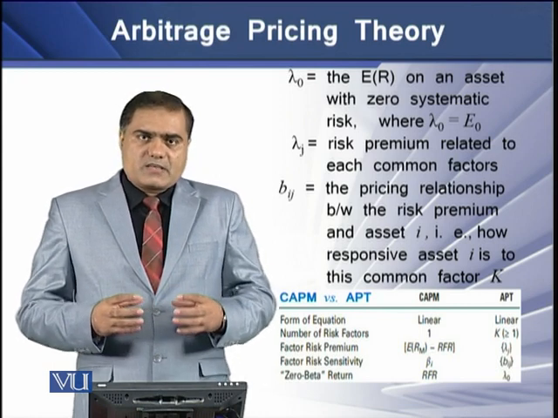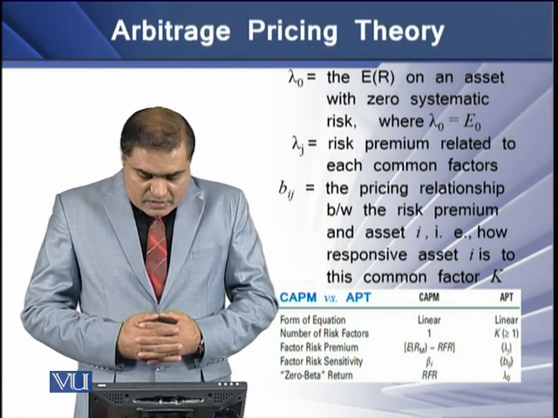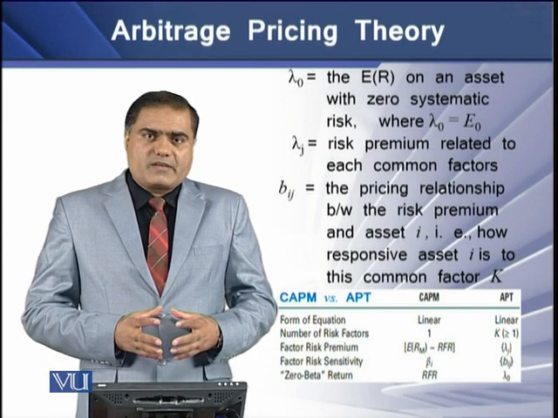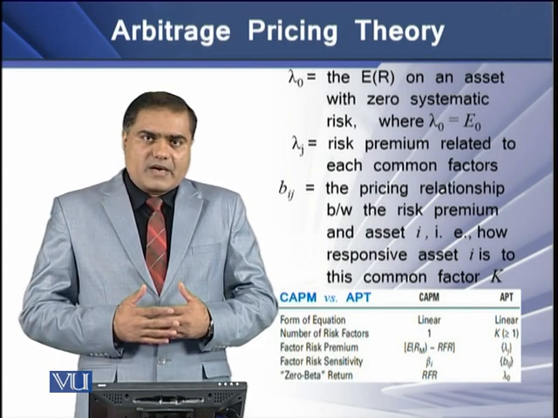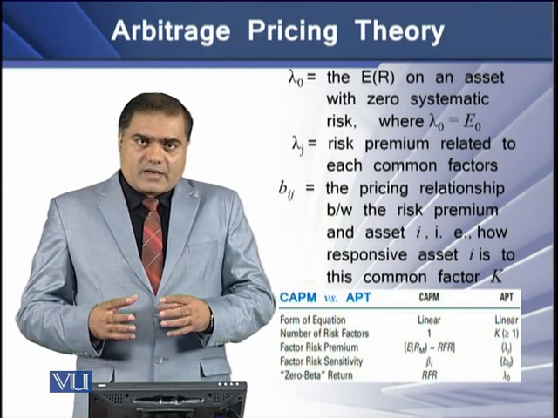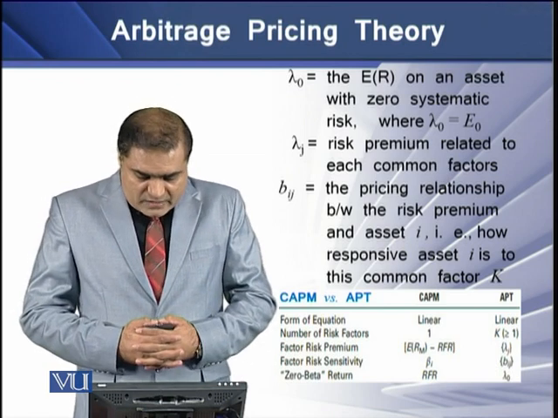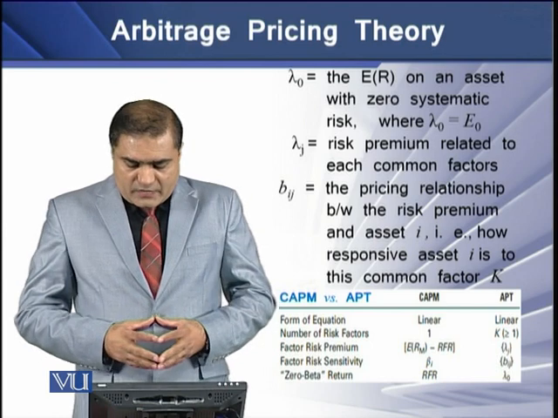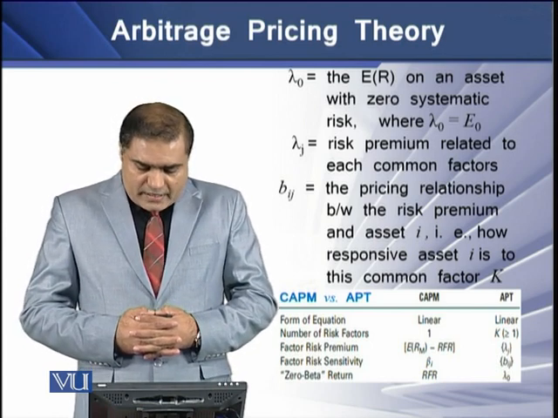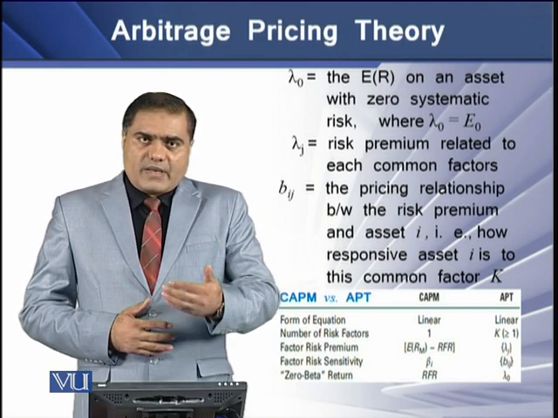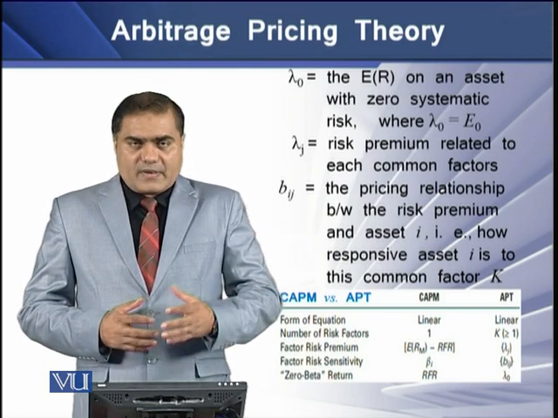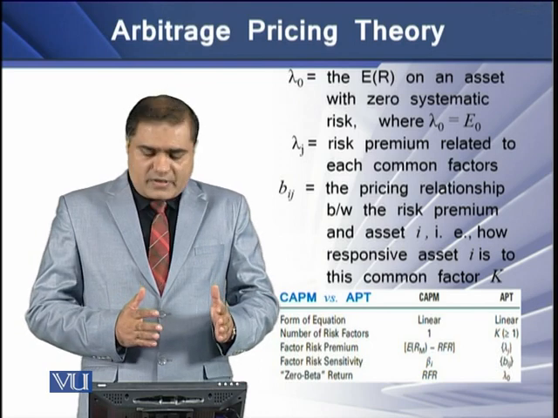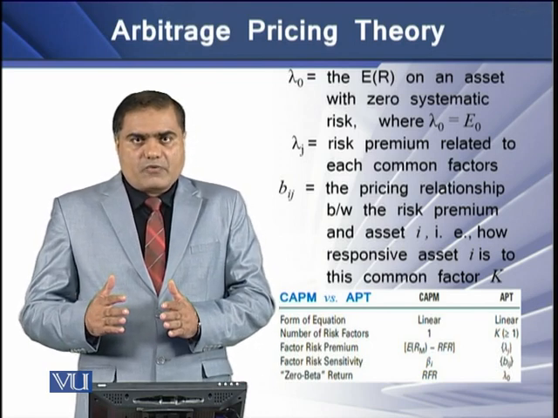There are certain similarities and dissimilarities between APT and the CAPM. If we see the form of equation, both have a linear format. If we see the number of risk factors, in CAPM there is only one risk factor, that is the beta, but in case of APT there are k risk factors, meaning greater than one. So far as the factor risk premium is concerned, in case of CAPM we have excess market return, but in case of APT we have the lambdas. For factor risk sensitivity, we have betas in the case of CAPM, and we also have betas in the case of APT. We have zero beta return in CAPM in the form of the risk free rate, and in the form of lambda naught for the APT.